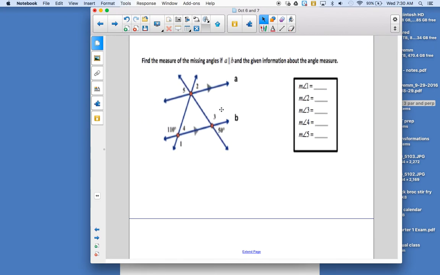Okay, if A is parallel to B, we've got one transversal here and another transversal there. So we'll be using one transversal and then probably the other transversal. Let's go with purple. Let's see, angle 1. Now we've got this angle right here is 110. Angle 1 is vertical to it, so angle 1 must also be 110.